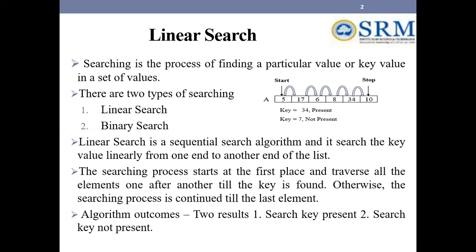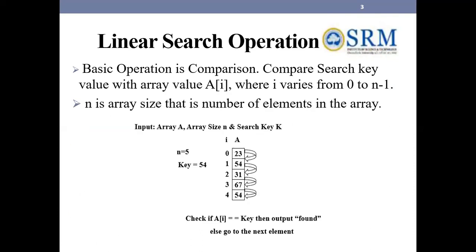The search process starts at the first place and travels through all the elements one after another till the key is found. Otherwise, the search process continues till the last element. Algorithm outcomes: there are two outcomes of the linear search algorithm. The search key is present or the search key is not present. There are two results. In linear search operations, the basic operation is comparison. So we are comparing the key value K with the array value A of i. The i value varies from 0 to n minus 1. What is n? n is the size of the array, that is the number of elements in the array.